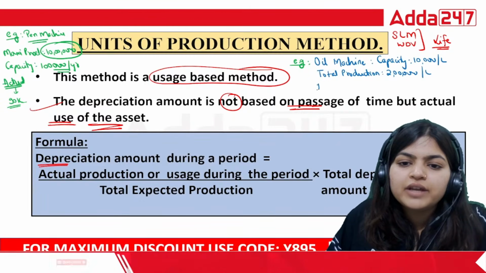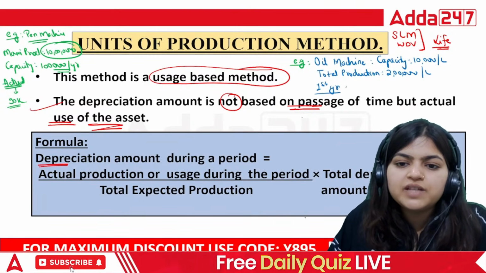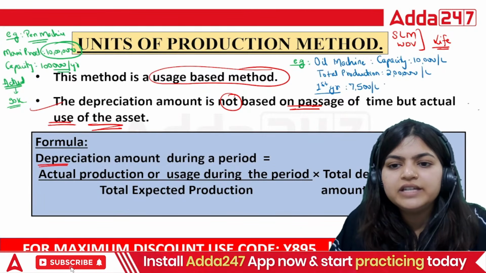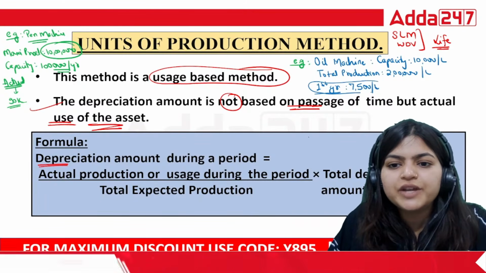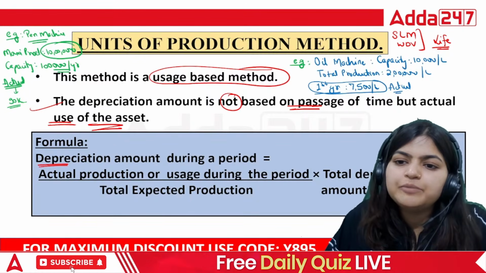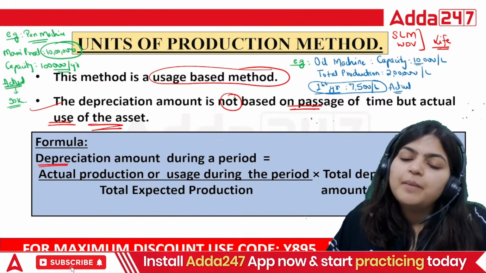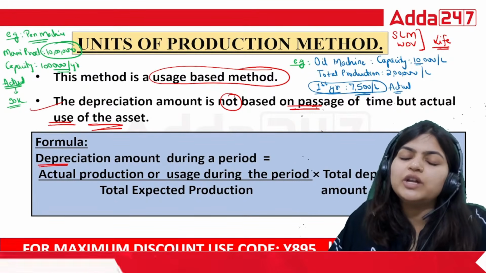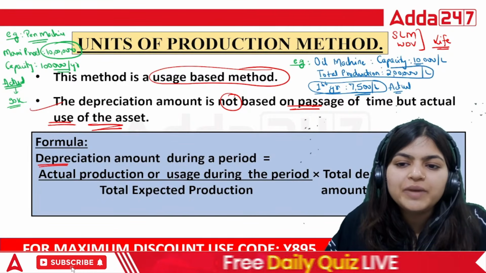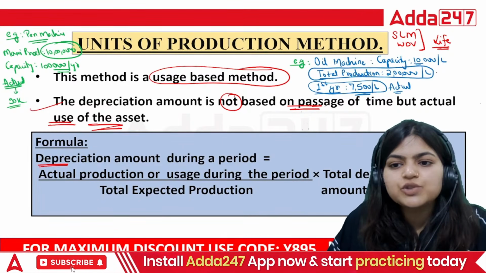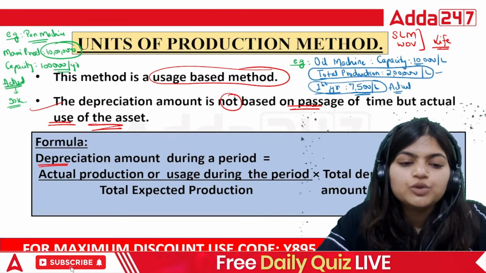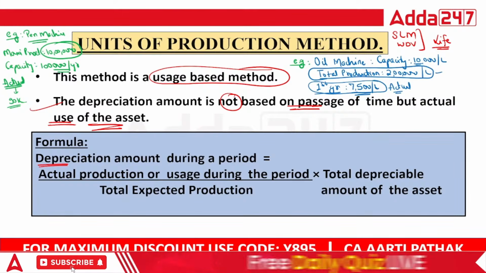And in the first year, when I use that machine, I produced only, let's say, 7,500 liters of oil. So this is going to be my actual production. Yearly I can produce only 10,000 liters maximum, but I have processed only 7,500 liters. So that is the actual. And what is my expectation for how many liters I'm going to use that machine for? That is going to be up to 2 lakh liters. Yes, so this is how we need to estimate in the units of production method.